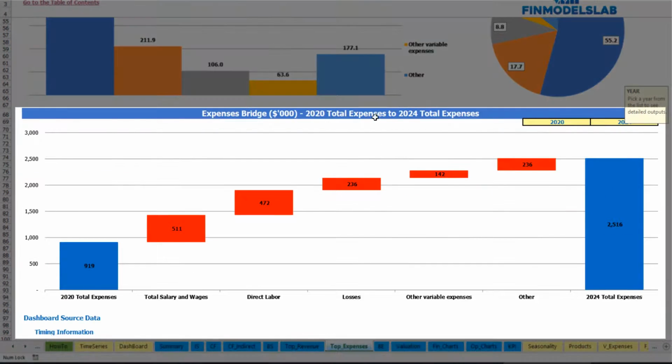On the expenses bridge you may find the main drivers of expenses growth between these 2 years. These years are also changeable, so you may select the first year and the last year. And you may see that total expenses starting in 2020 will change to total expenses in 2024 by this waterfall.